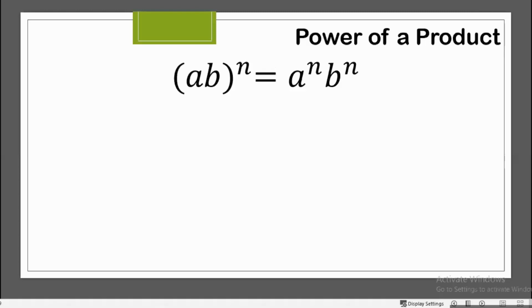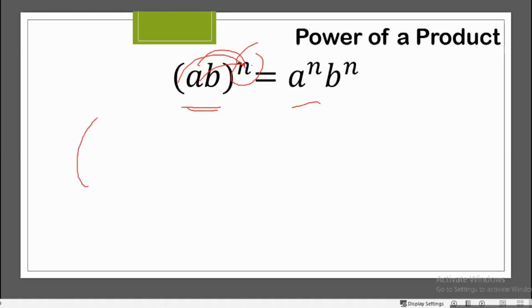Ito naman, this one is the power of a product. Okay? So, ibig sabihin naman nito, etong nandito naman sa loob ng quantity, okay, you are going to distribute all the exponents doon sa loob. Okay? Kaya ang mangyayari niyan, dinistribute mo to, si n exponent dito kay a. So, ang answer mo ay a raised to the nth power at b raised to the nth power.